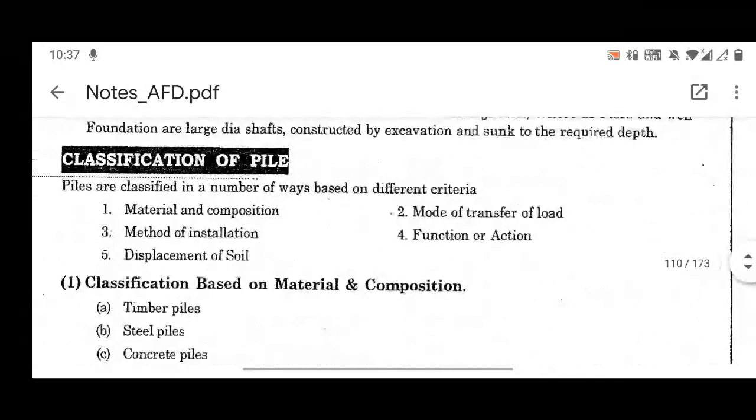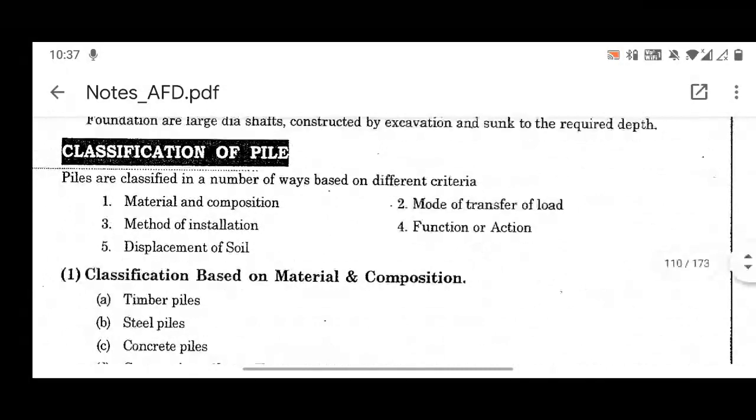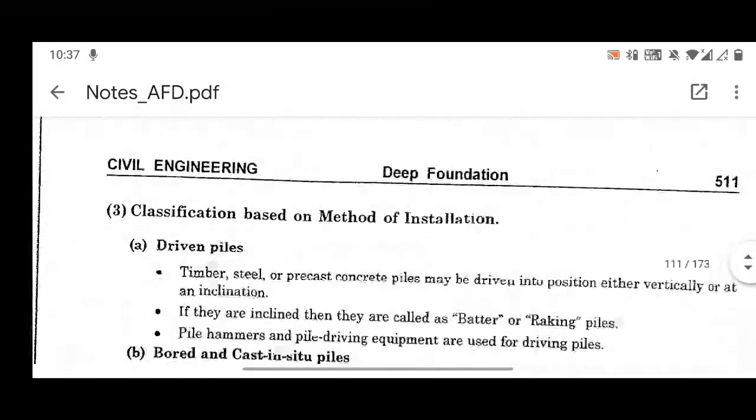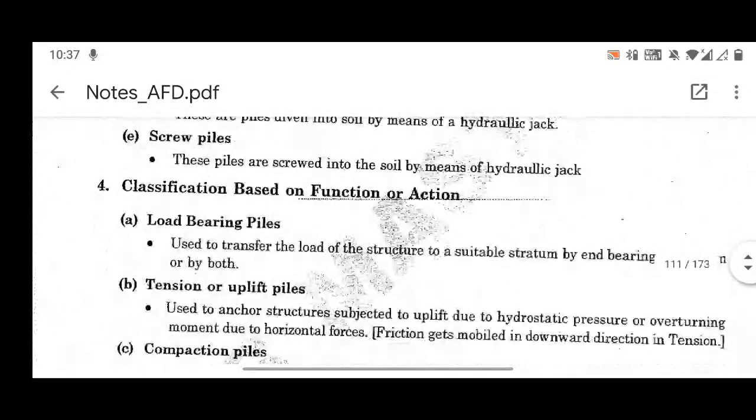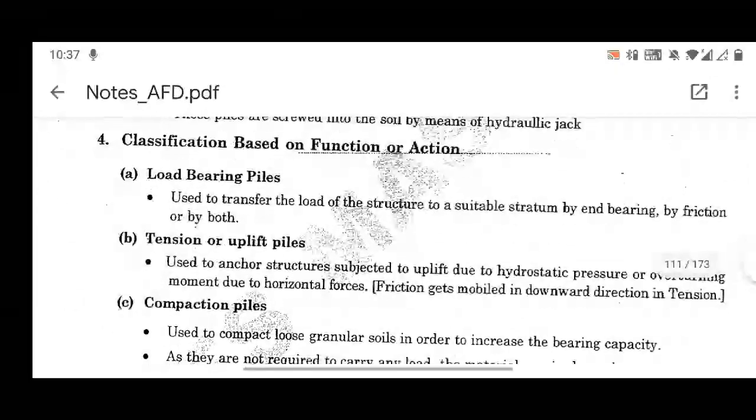So when I'm saying function or action, basically these piles are classified like load bearing piles. From the name itself, we can easily judge such piles bear the load and are used to transfer the load of the structure to a suitable stratum by end bearing, by friction, or by both. Right. So when I'm saying load bearing piles, they are basically transferring the load to the underlying soil by end bearing, friction, or the combined action of both.